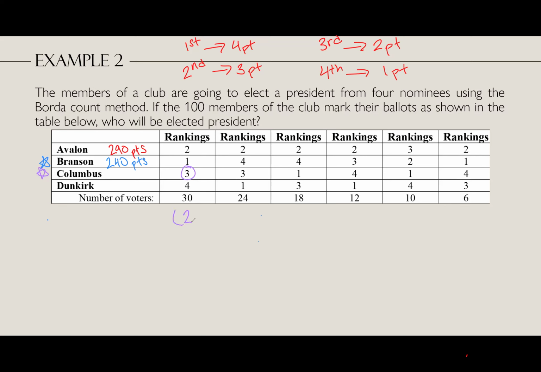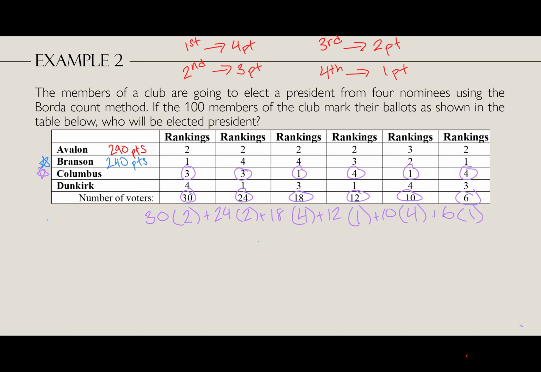I'm going to go ahead and put parentheses around it because we know we're going to multiply. Third place is 2 points. First place, that's nice, 4 points. Fourth place, rough, 1 point. And then we account for the number of votes and multiply them. 30 votes for third, 24 votes for third, 18 votes for third, 12 votes for fourth, 10 votes for first, and 6 votes for fourth.